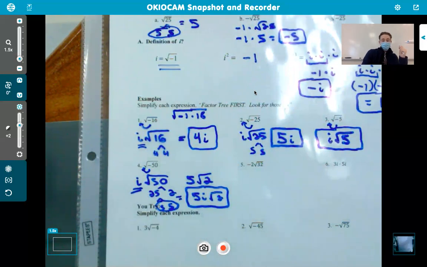Again, if you have a coefficient, write that in front of the i. So I don't want it to be i5 root 2. Write it as 5i root 2.